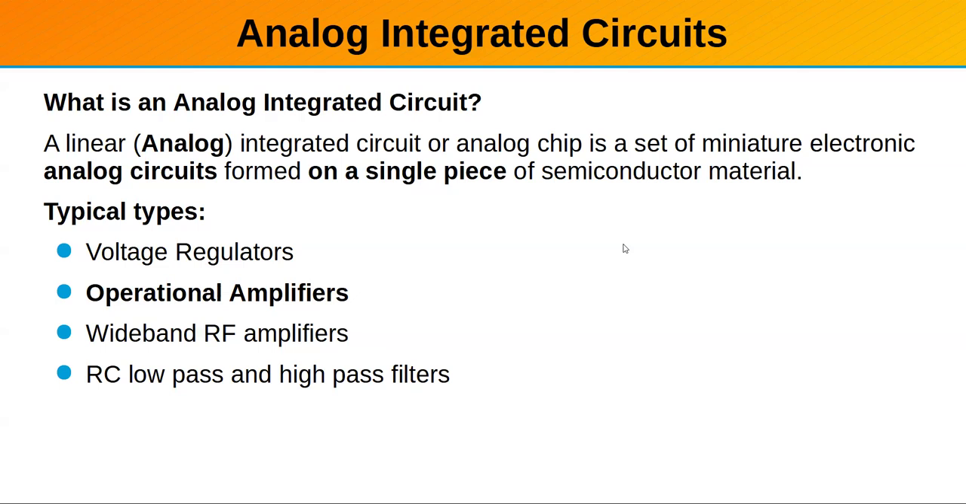So what is an analog integrated circuit? It's just a circuit with linear devices where there's more than one on the substrate, which makes it an integrated circuit. Otherwise, it would just be a transistor or a diode. Typically, it's going to be a voltage regulator, an operational amplifier, maybe a wideband RF amplifier. That's where the MMICs come in. Or it could be high pass, low pass, band pass filters.